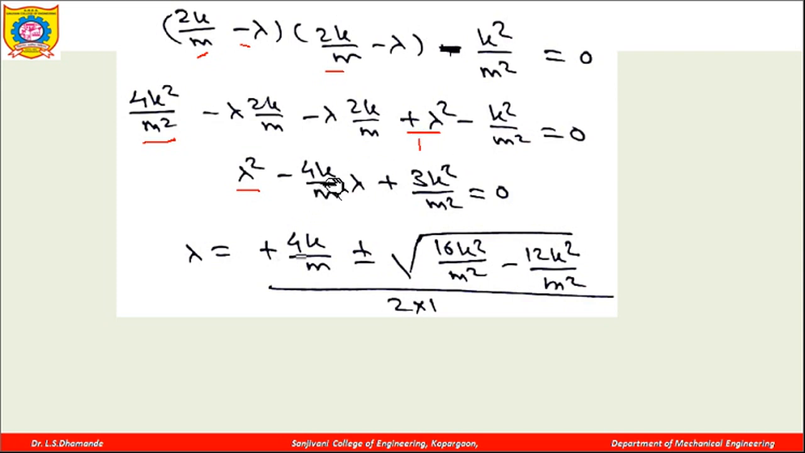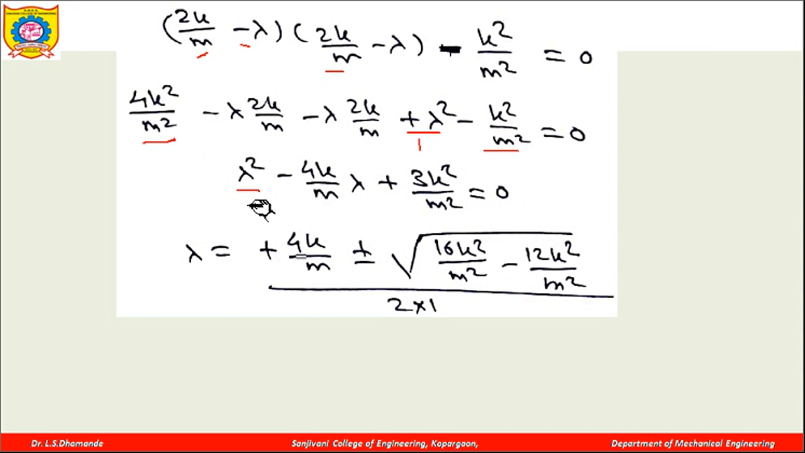Now 4k by m into lambda: this is minus 2k by m and this is minus 2k by m, so in total minus 4k by m into lambda, and plus 3k square by m square, because this is 4k square by m square minus k square by m square, so 4 minus 1 is 3 k square by m square, equal to 0.